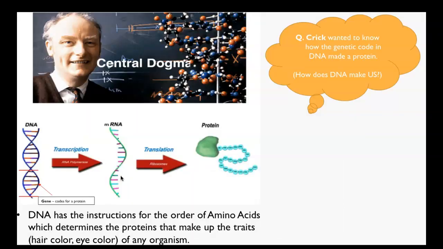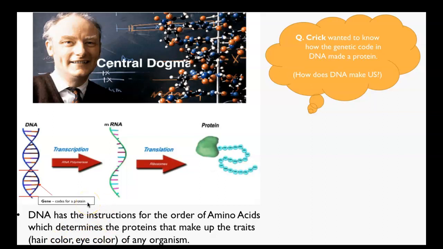All right, so what we have here is called the central dogma theory, and this is essentially a theory created by Francis Crick, who was also one of the scientists who discovered the structure of DNA. Essentially, Francis Crick wanted to know how the genetic code in DNA made a protein, because that is pretty significant and crazy to understand. And so what Crick said was that DNA has the instructions for the order of amino acids, which determines the protein that makes up traits of any organism. Again, traits are hair color, eye color, things like that.